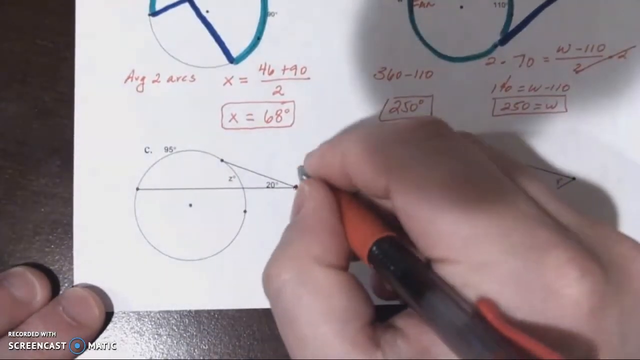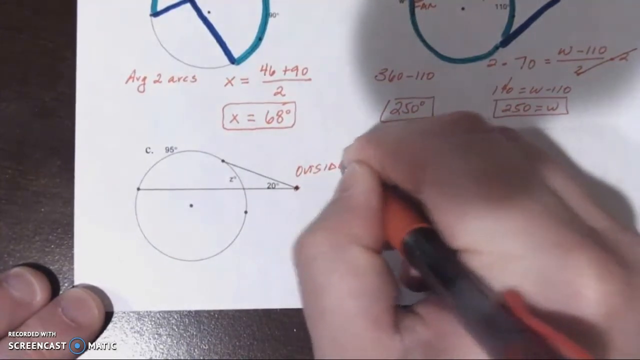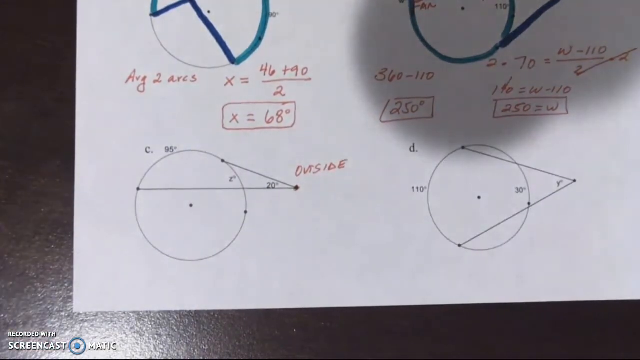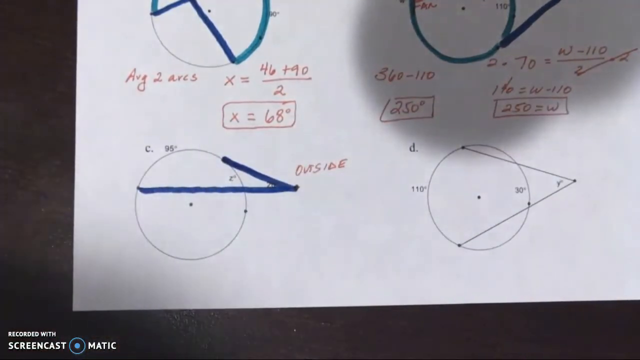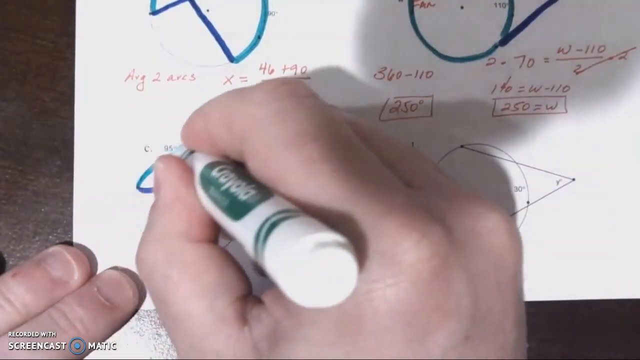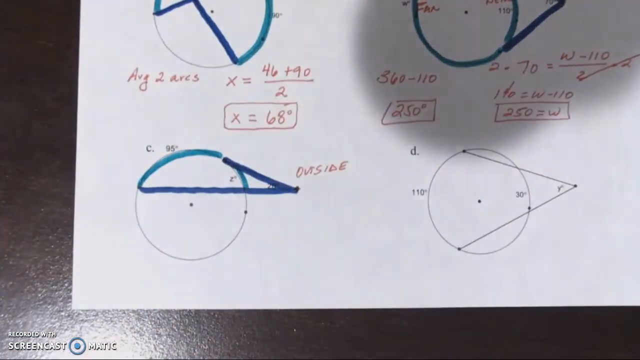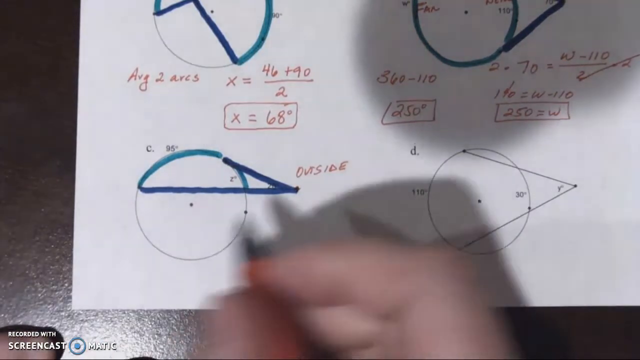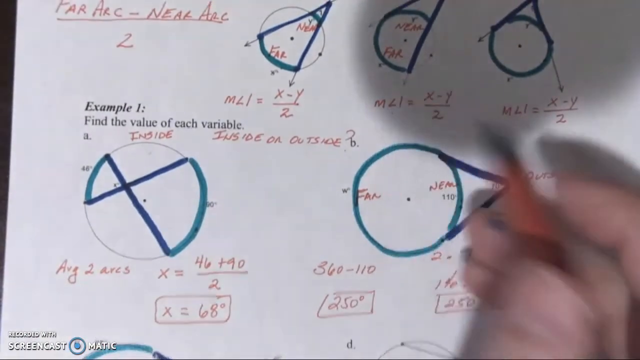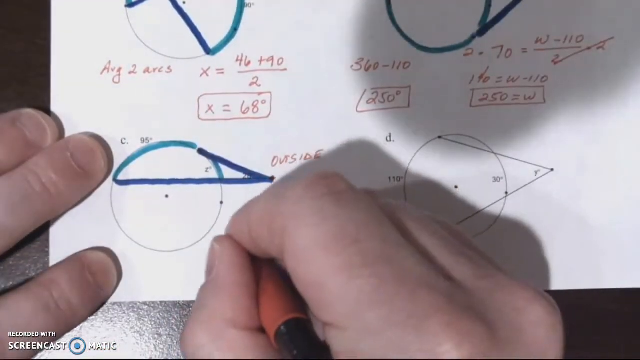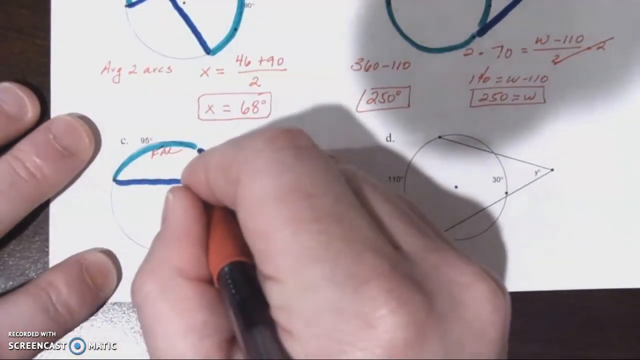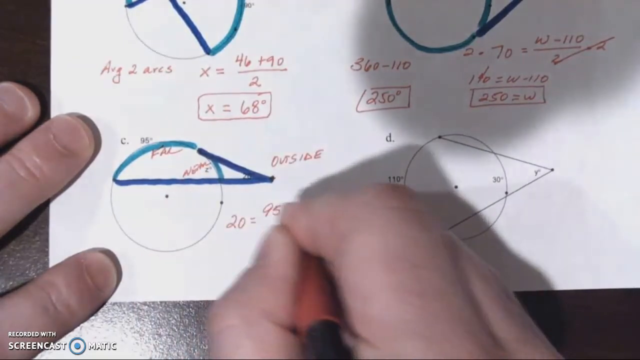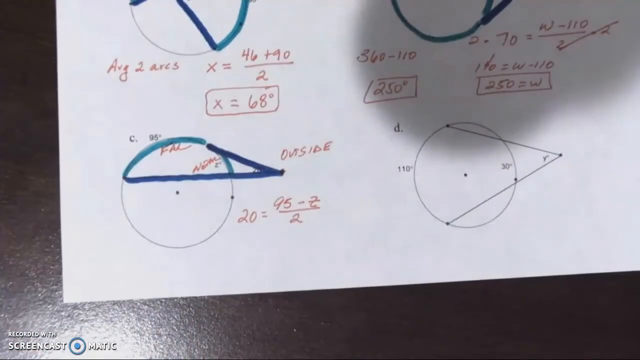This angle is formed by two lines that intersect outside the circle. Let's trace out those two lines. And you can see that we have formed two arcs, a 95-degree arc and the Z arc that we're looking for. So, outside, we're looking at far arc minus near arc divided by 2. So the measure of the angle, which we know, is 20 degrees. Far arc, the one furthest from the angle, is 95, the near is Z. So far arc minus near arc divided by 2.